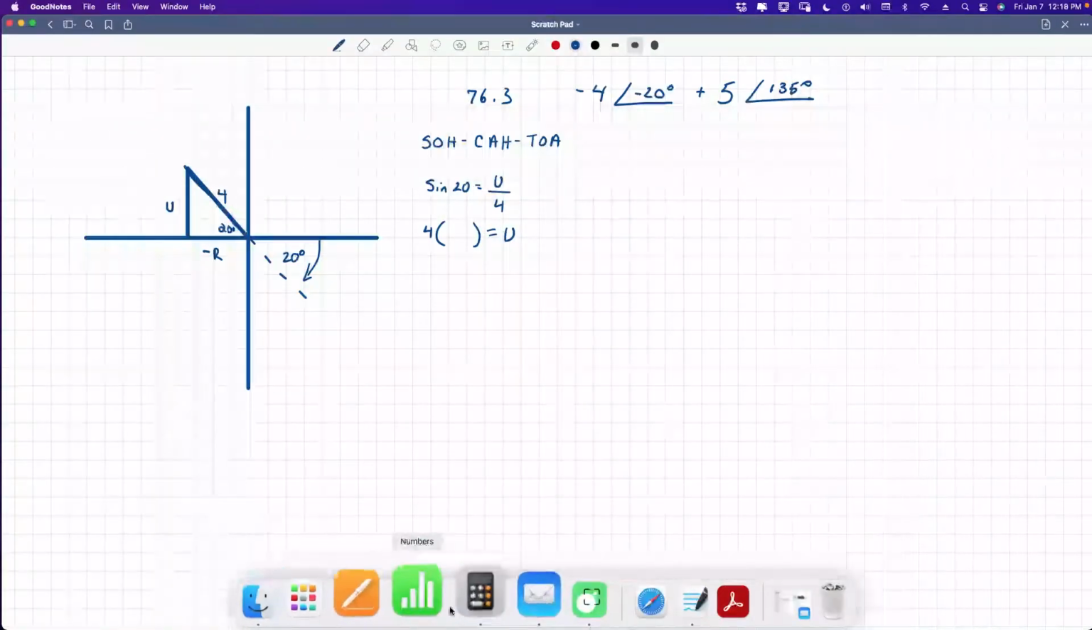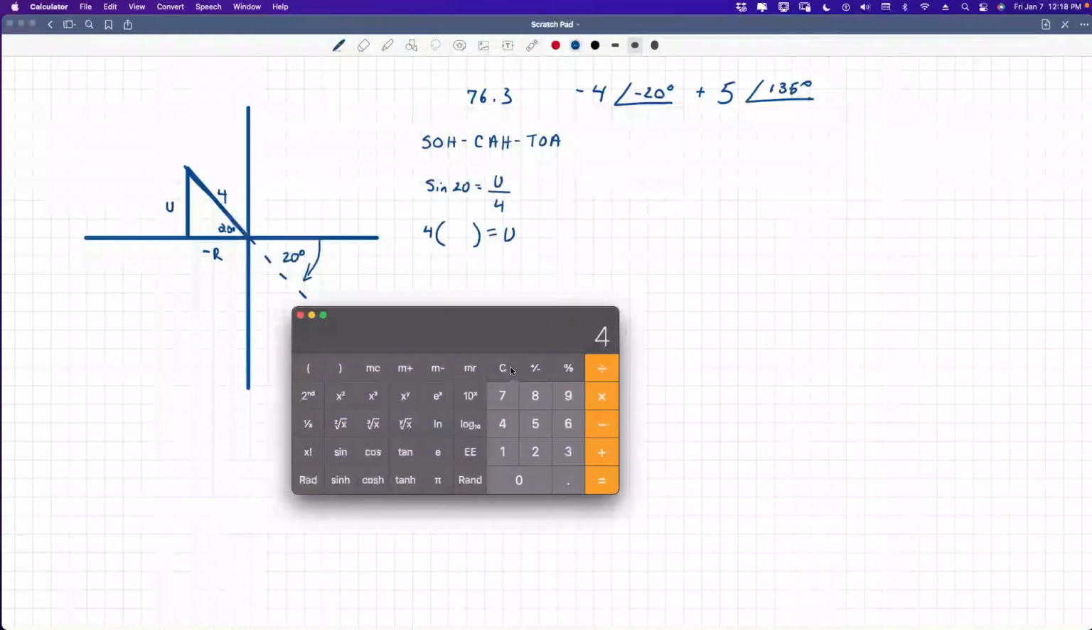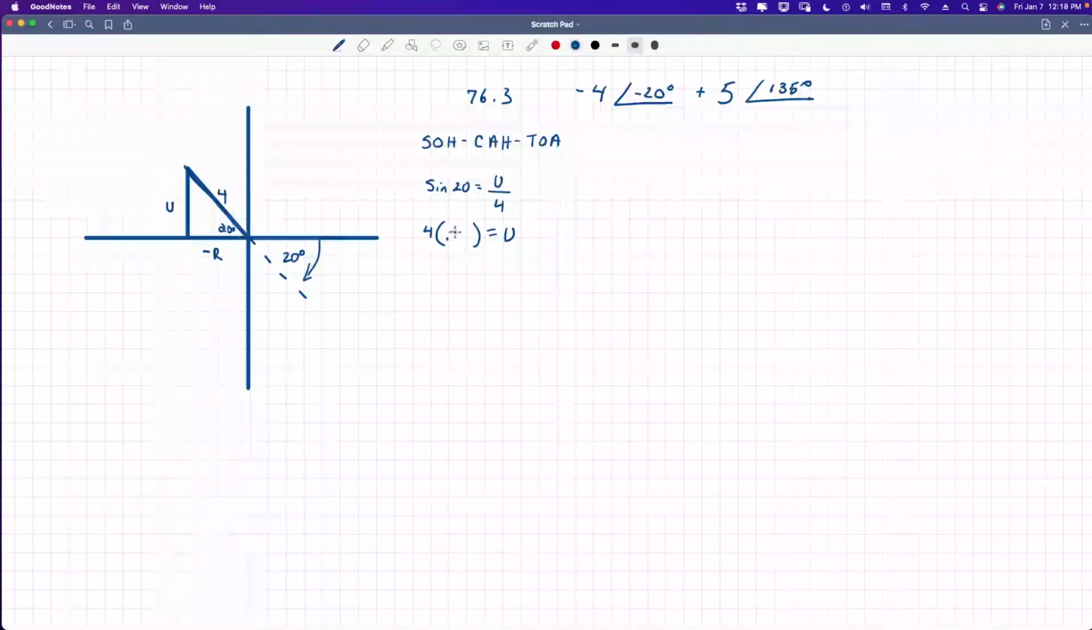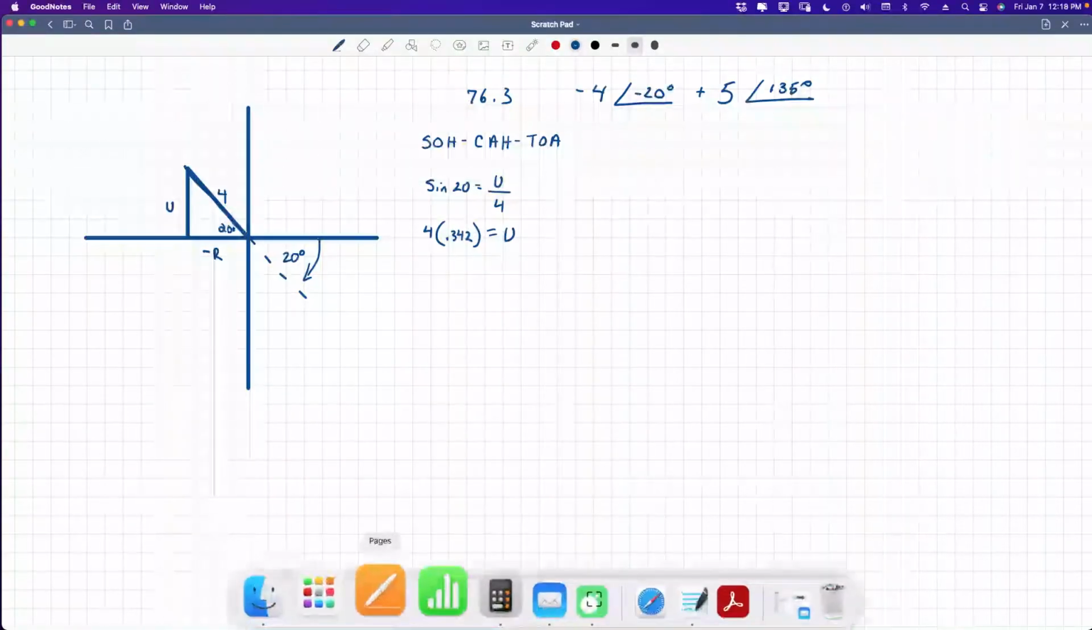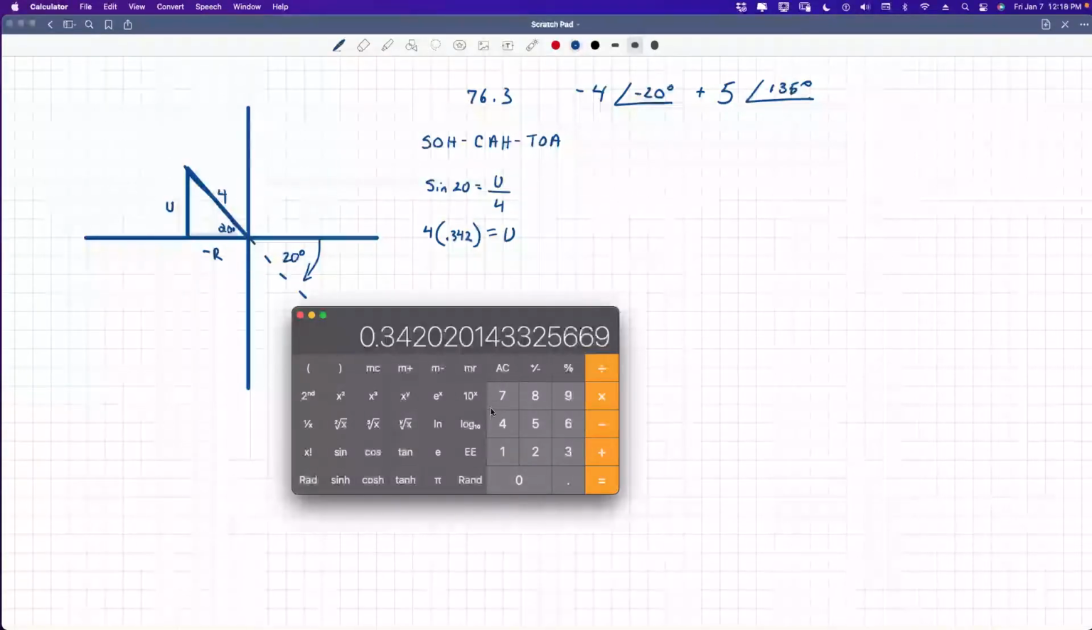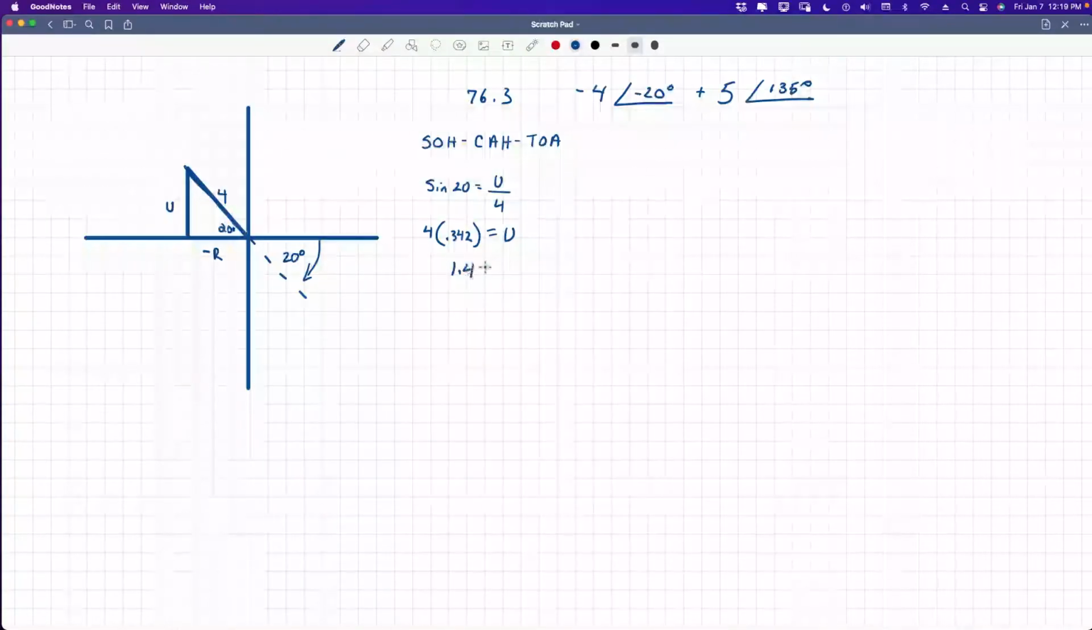So we pull up our calculator and we put in 20 and we get the sine of 20, 0.342, and then we have a 0, so we stop at 0.342. Let me clear this. 0.342 times 4 is 1.368. I'm going to round this to 1.4. So 1.4 is u, right?